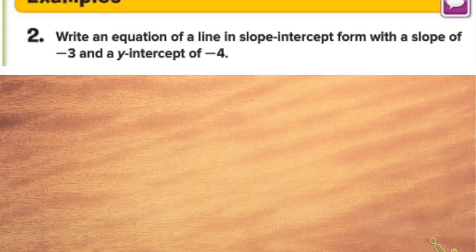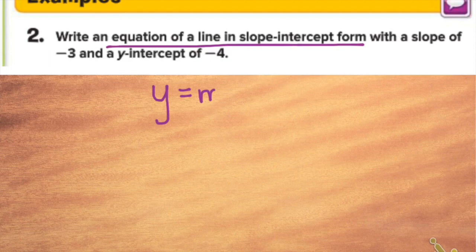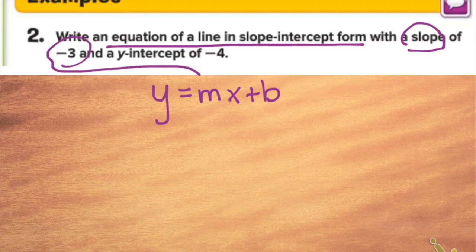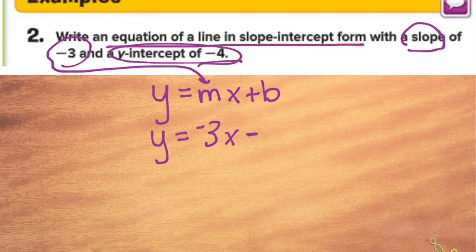So another skill we want to be able to do is to take, when we're given some of that information, when we find slope-intercept information, we want to be able to insert it into the equation. So if we're asked to write an equation in slope-intercept form, then we're thinking about y equals mx plus b, that's slope-intercept form. And we're going to take that slope of -3 and put it in for slope. And we take the y-intercept of -4 and put that in for b. And so we're writing that equation.